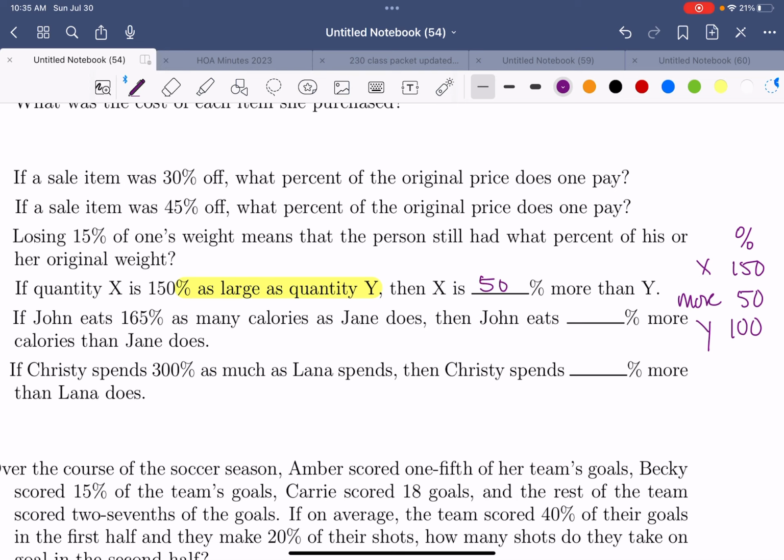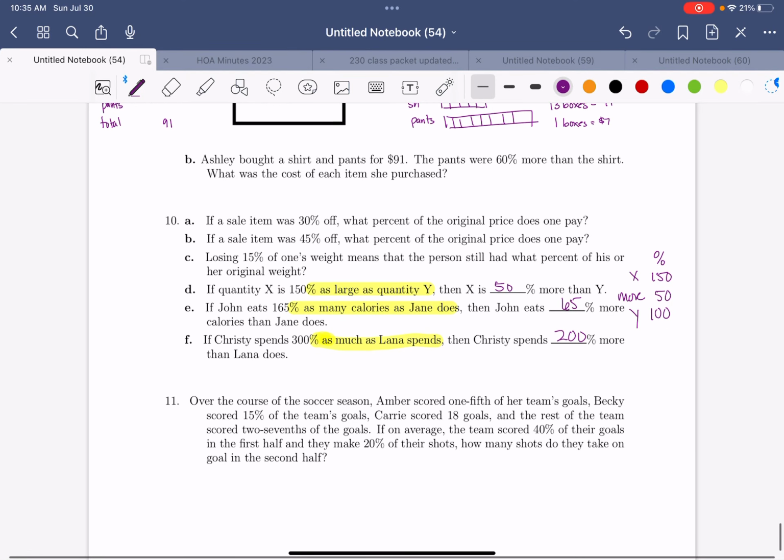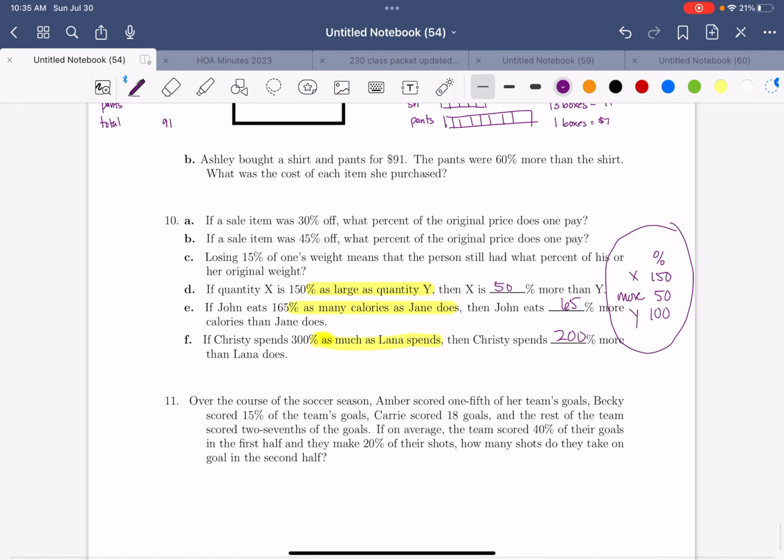If John eats 165% as many calories as Jane does, then he eats how many more? Well, that means that Jane is the 100%. If John is 165%, then he's 65% more. If Christy spends 300% as much as Lana spends, again, percent, Lana is your 100, Christy is 300. That means this is 200%. I hope you can set them up the same way using that little chart.